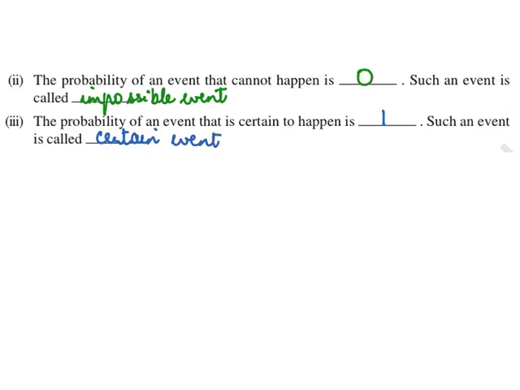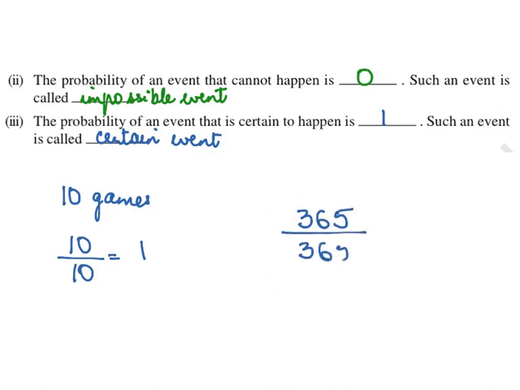Now, why is it 1? Suppose you play 10 games, and of the 10 games you win all the 10 games. The probability will be 10 out of 10, which is 1. So the probability of a certain event, an event that will definitely happen, is 1. Like the probability of the sun rising every day. If you have 365 days in a year, the sun rises 365 days out of 365. So the probability will be 1.